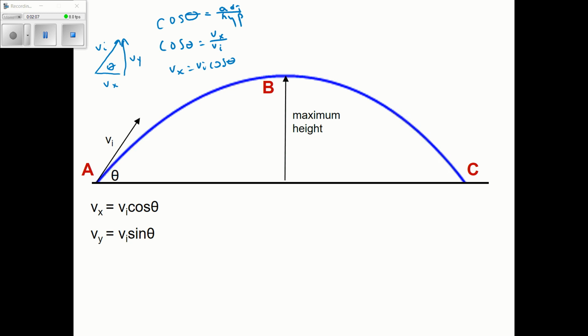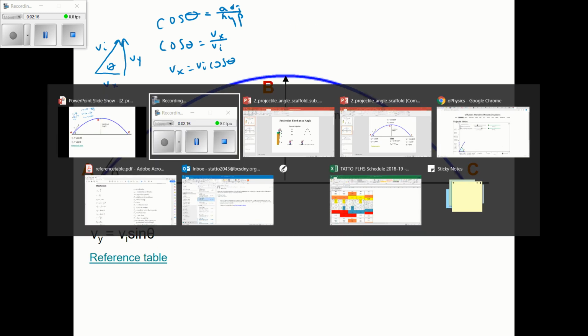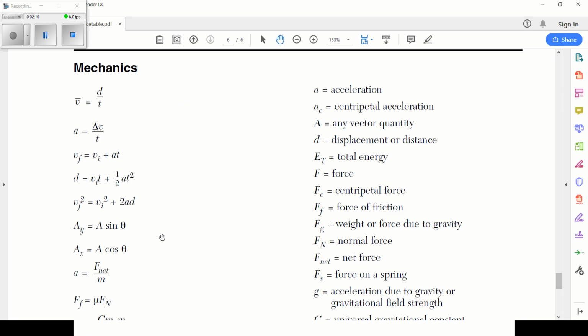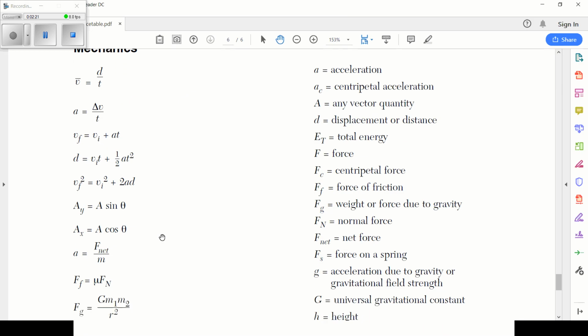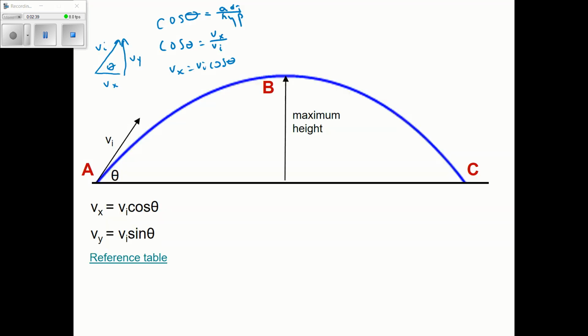So the question comes up, do I need to memorize these? The answer is no, however, you're going to be using them. And if you forget, you can use your reference table. If you go to your reference table, you flip to the back page, you have these formulas. If you look at these two formulas, Ay equals A sine theta and Ax equals A cosine theta, where A represents any vector, so you're going to be using these. So Vy equals V times sine theta and Vx equals V cosine theta.